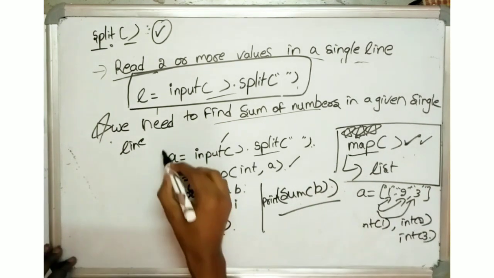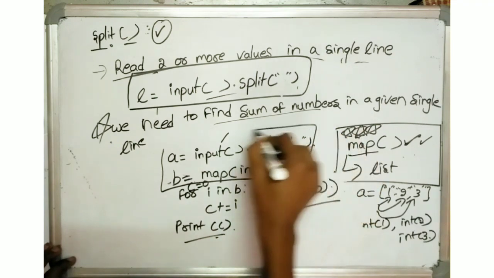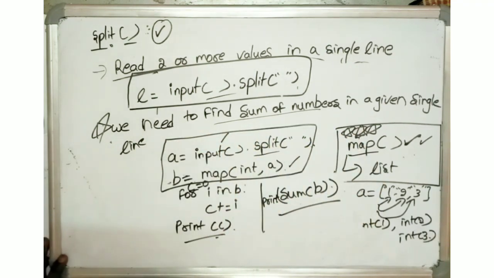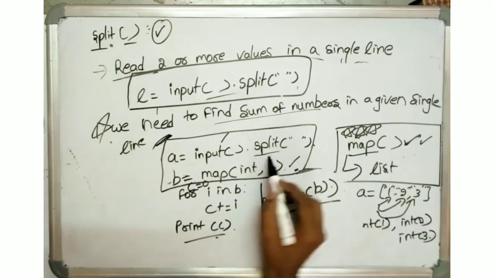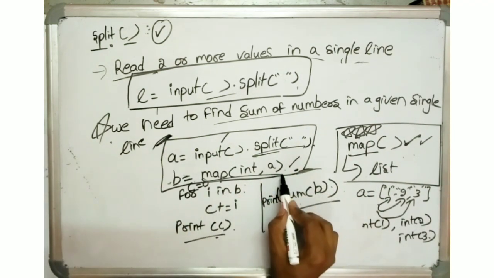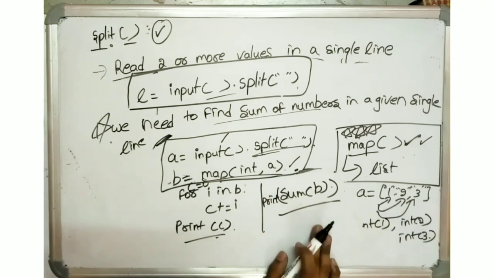This is not an issue. These two lines are majorly important. Please kindly make a note of these two, split function and map function, right? Okay.